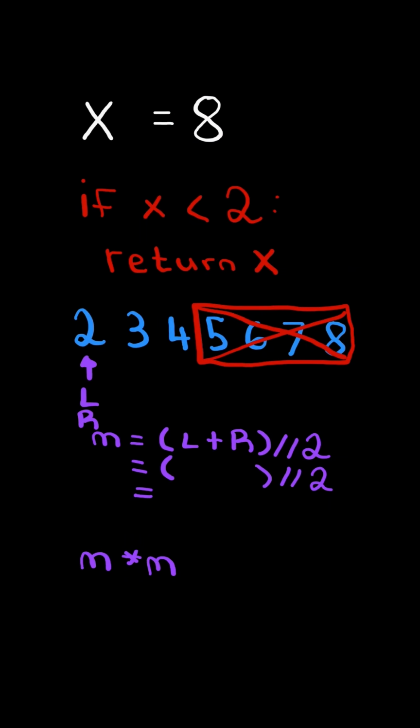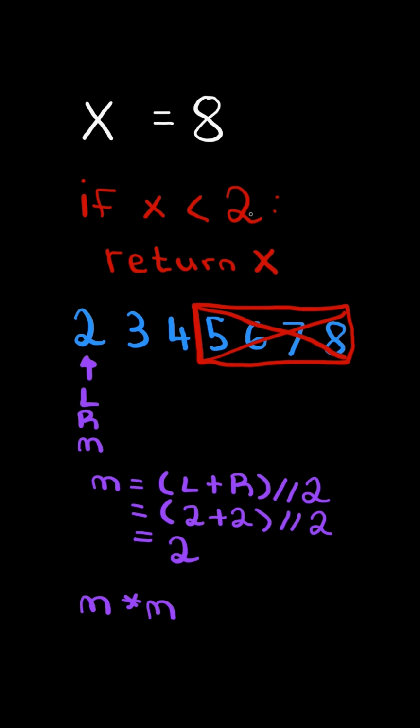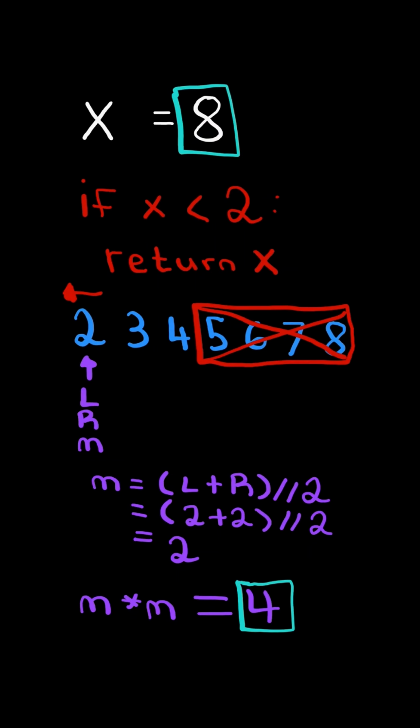And we continue. We calculate the midpoint between L and R, and in this case it points to 2. We then multiply mid times mid, and in this case 2 times 2 gives us 4. Since 4 is less than 8, we know the square root cannot appear to the left of mid. So we increment L to mid plus 1.